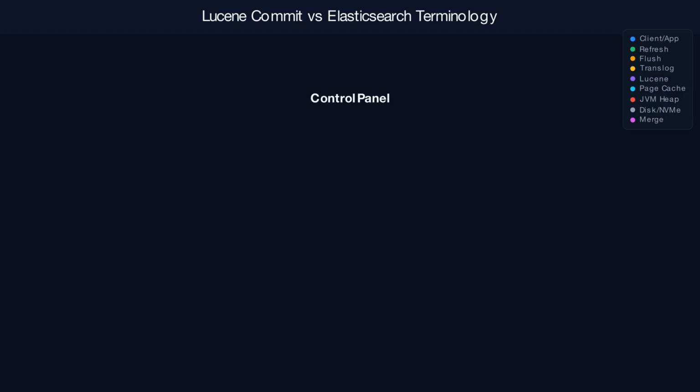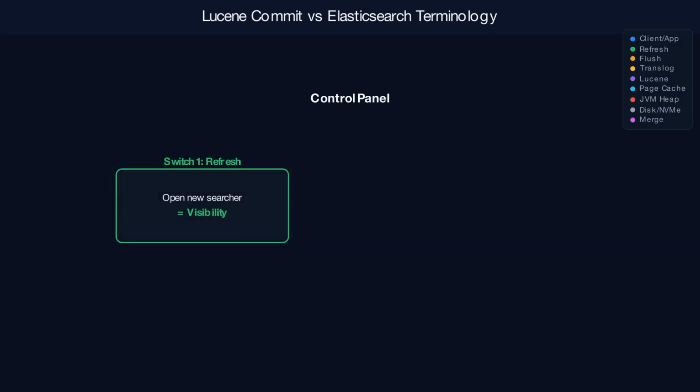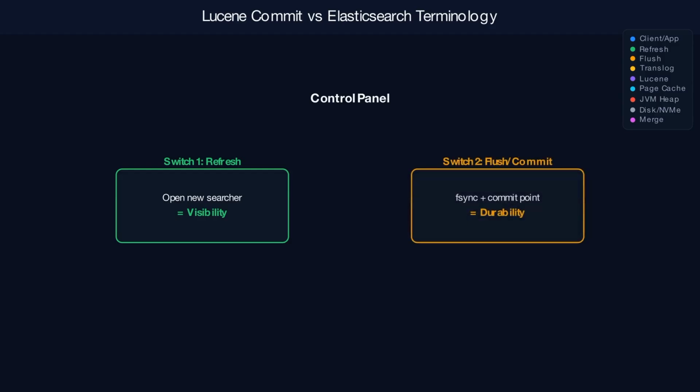Refresh, on the other hand, is the cheaper visibility mechanism used for near real-time search. Think of two switches on a control panel. One switch, refresh, opens a new searcher: visibility. The other switch, flush/commit path, triggers fsync and updates the commit point.